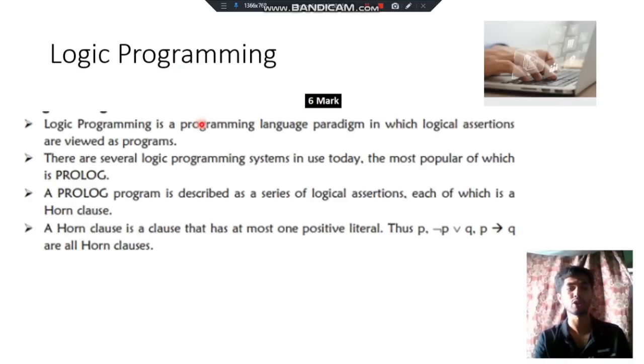Okay. Next, we have logic programming. The key point in logic programming is that you'll be using logical assertions to make some decisions. The language used is Prolog, and here you'll be using Horn clauses, in which at most one literal can be positive. Whatever the clause is given, at most one can be positive. If more than one literal is positive, that is not a Horn clause.